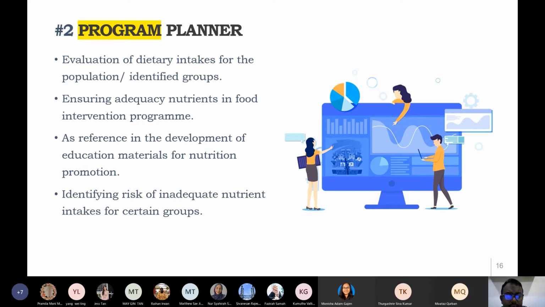Program planners also use RNI as a reference in the development of educational materials for nutrition promotion. Then we know how many milligrams of vitamin C is needed, and then they can develop education materials and so on. And finally, to identify risk of inadequate nutrient intakes for certain groups. So program planners also need to identify who are at risk for this nutrient inadequacy, and they do that based on the RNI.